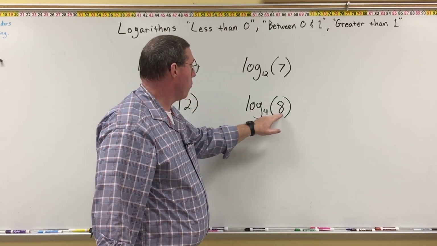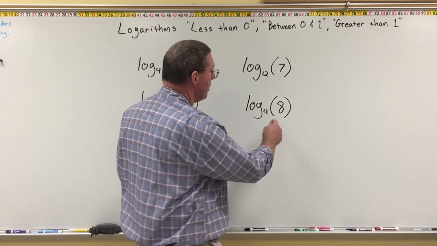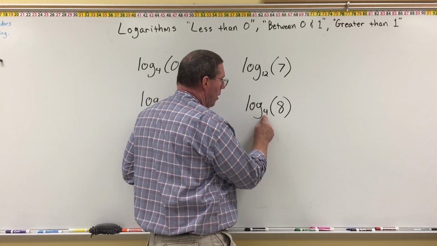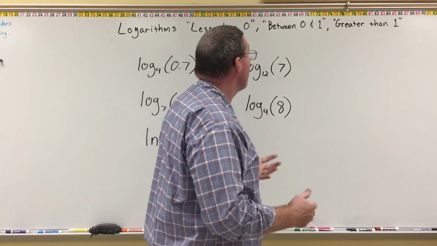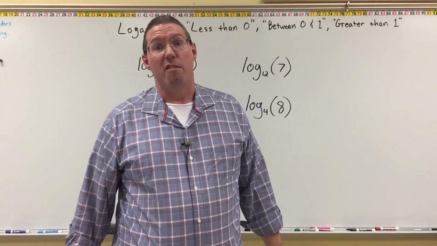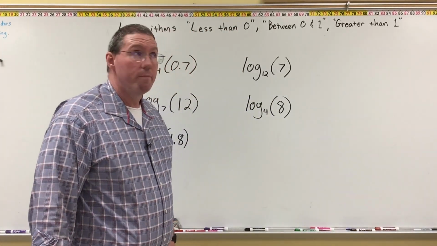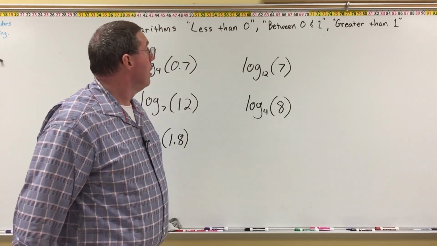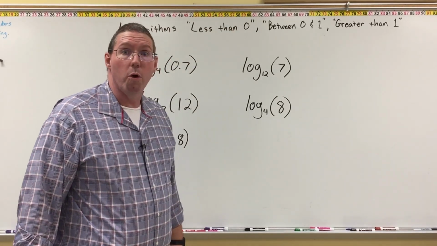Last one, this log base 4 of 8. Well, the argument 8 is larger than our base of 4, and therefore this logarithm has to be greater than 1. And that really is how simple these questions are. That's it for being able to answer less than 0, between 0 and 1, or greater than 1.